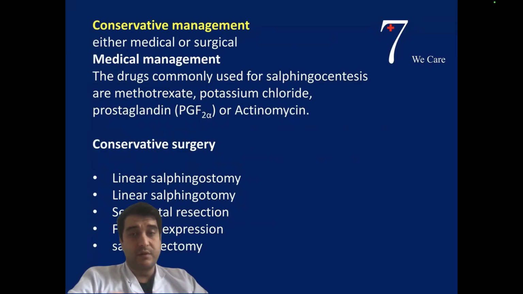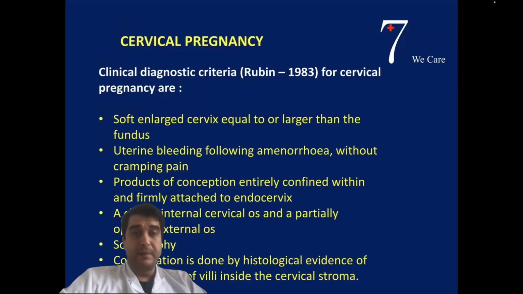Medical management: drugs commonly used for salpingocentesis are methotrexate, potassium chloride, prostaglandins, PGF2 alpha, or actinomycin. Conservative surgery includes linear salpingostomy, linear salpingotomy, segmental resection, fimbrial expression, and salpingectomy.